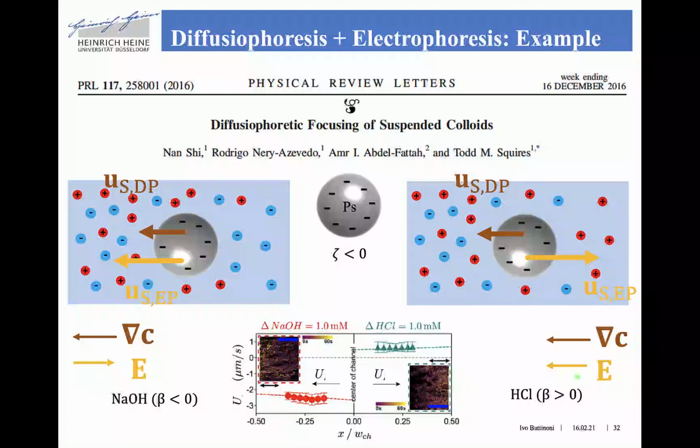On the other hand, on the right-hand side, if we use hydrochloric acid, where H+ cations are faster than the anions, then here we have an electric field which goes this way, and therefore an electrophoretic slip velocity which counteracts the diffusiophoretic slippage. And since the magnitude in this particular experiment of this term is larger than the magnitude of this term, we have a net migration of the particle toward the region of low salt concentration.